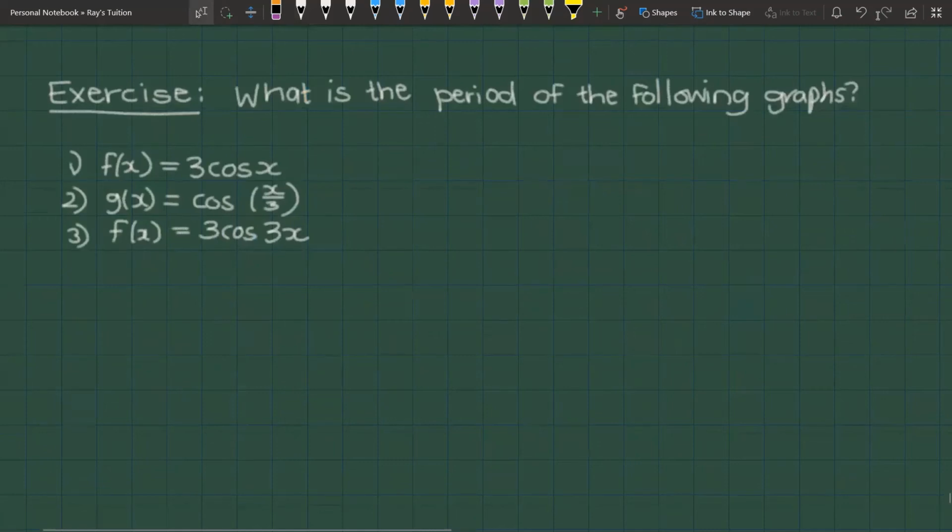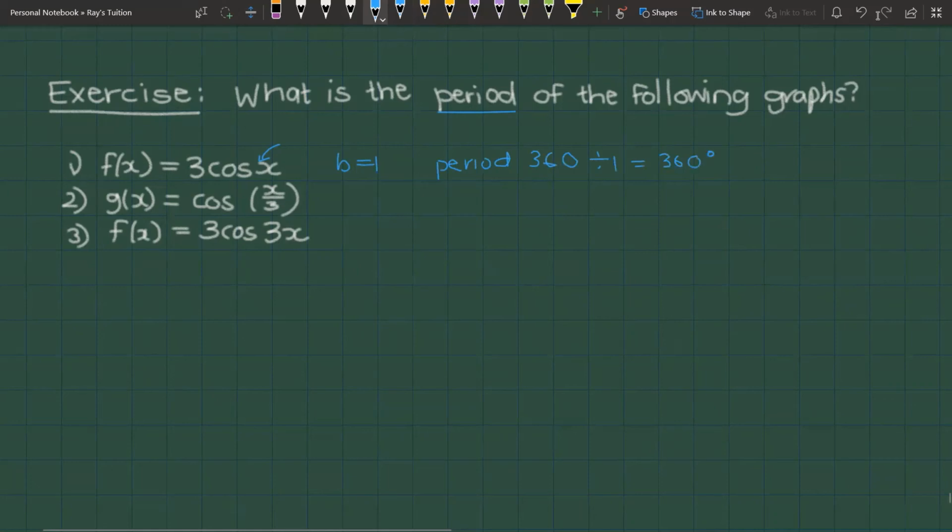Okay, so let's have a look at an example. Over here we have a series of graphs and we have to say what is the period of the graph. So the first one, to tell the period of the graph, we have to look at the b value. The b value is the coefficient of x. So the b value for this one here is 1. So the period is 360 divided by 1, which is 360 degrees.